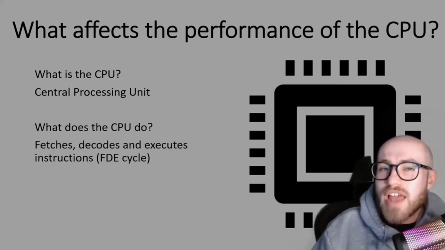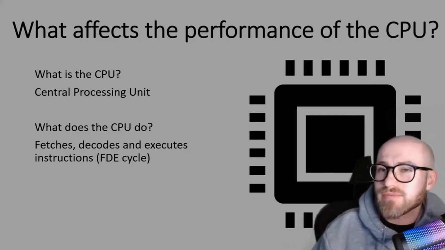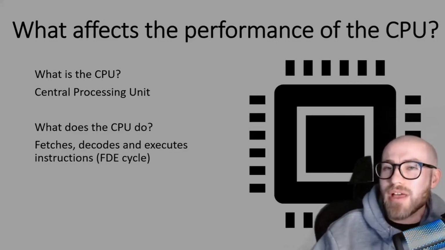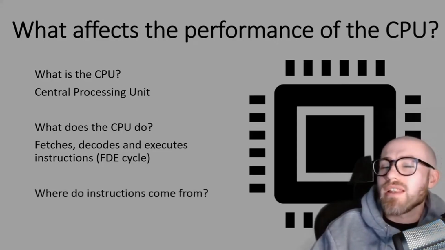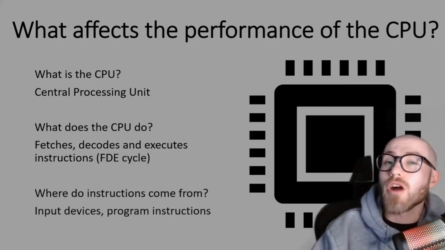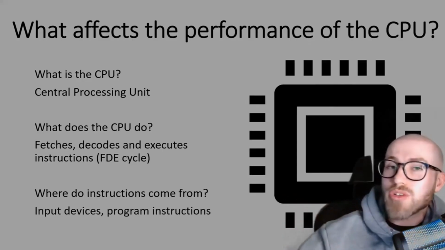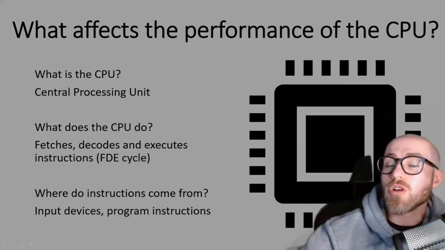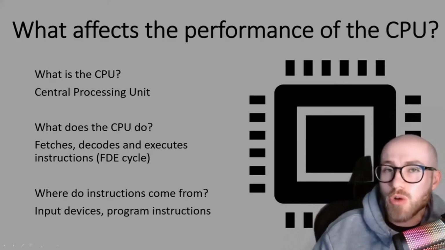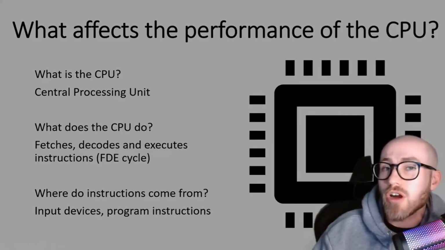Okay, so in terms of what the CPU actually does, it does billions of what we call the fetch, decode, execute cycle. We're going to go into more detail about that in just a moment. Now, in terms of where these instructions come from, they can come from input devices like your mouse or your keyboard, for example, or it could be program instructions, so the open programs that you've currently got running.